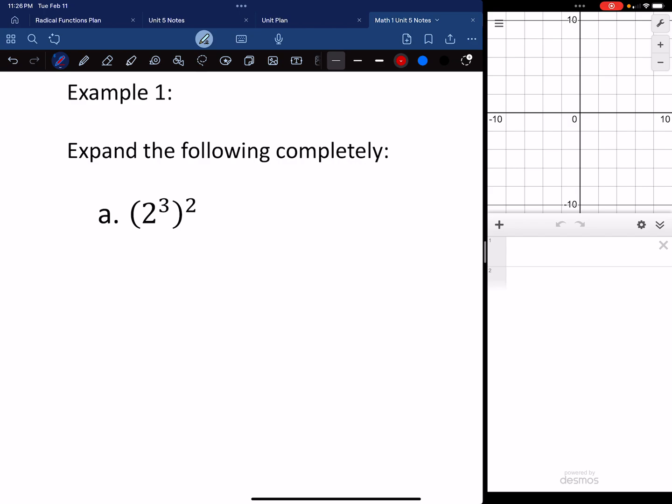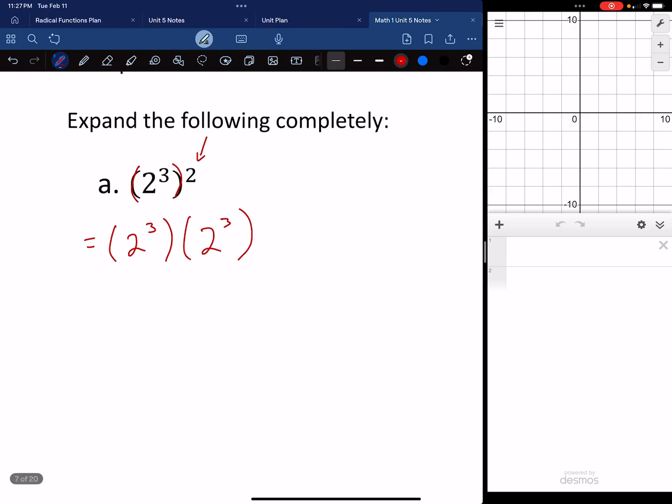So let's go ahead and look at this. The 2 is going to tell us what to do first, right? Remember, that 2 is telling me everything inside my parentheses is going to get multiplied by itself 2 times. So this is like saying 2 to the 3rd power times 2 to the 3rd power. And then inside each of these parentheses, we're going to have 2 times itself 3 times. So we're trying to recognize a pattern here. How many 2's do you see?